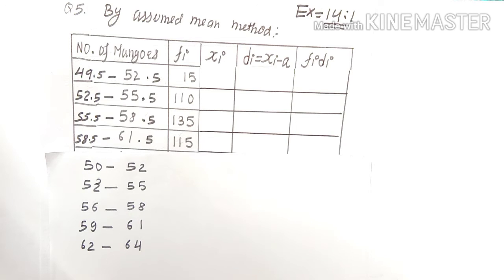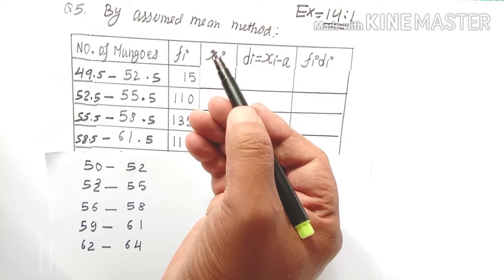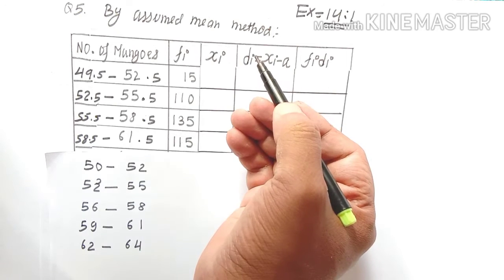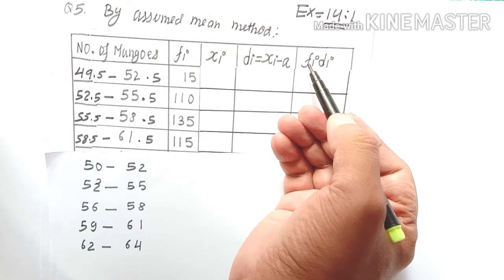To do so, one must take 5 columns. The first column, number of mangoes. The second column, frequency. The third column, class mark. The fourth column, deviation. And the last one, product of deviation and frequency.